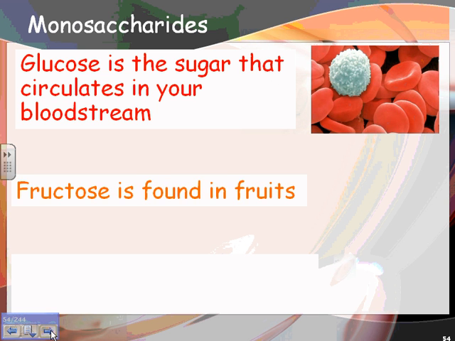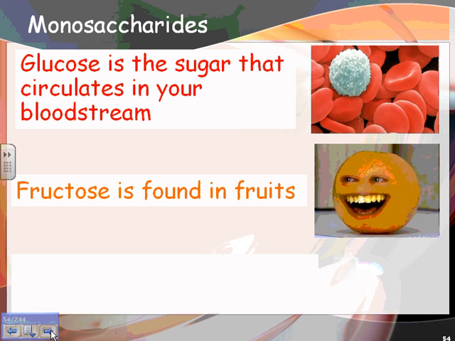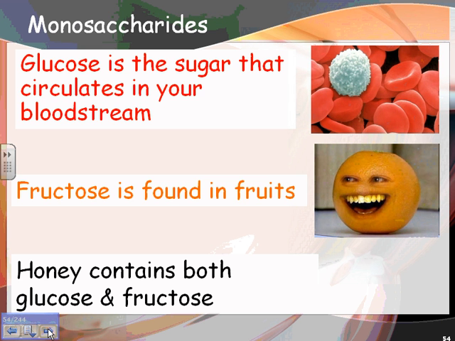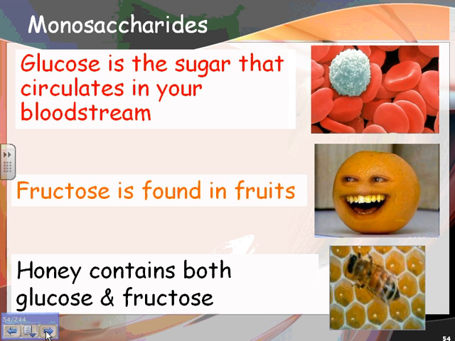Fructose is found only in fruits, and that you actually don't really have to memorize. I'm just giving you an example. Another monosaccharide, glucose and fructose are both found in honey. And again, that's not something you really need to memorize. You should know this one, that glucose is the sugar in your bloodstream.